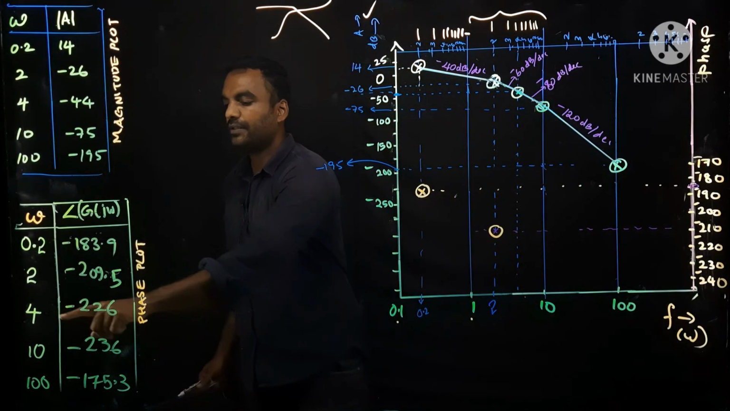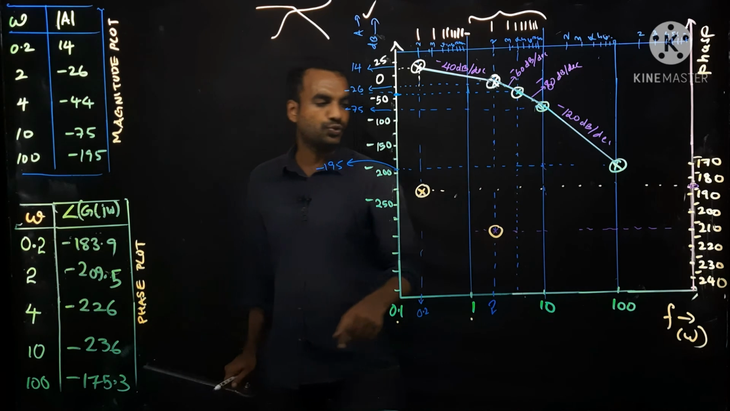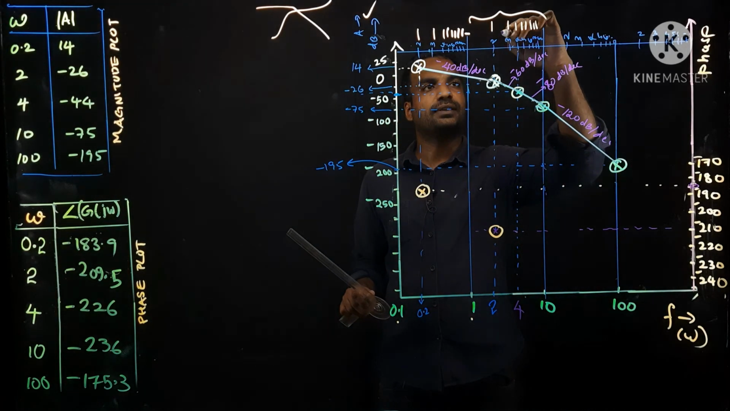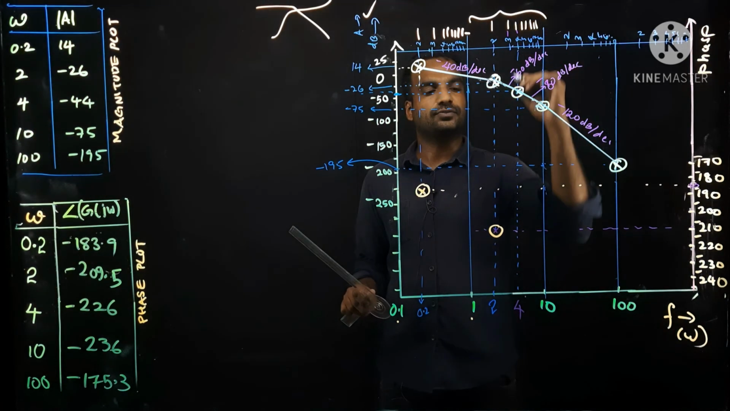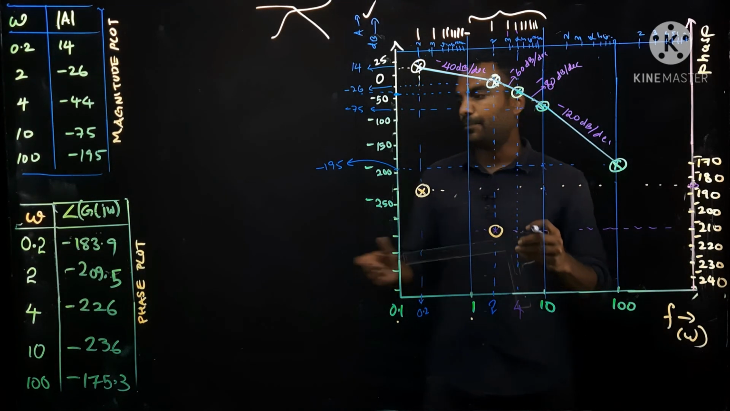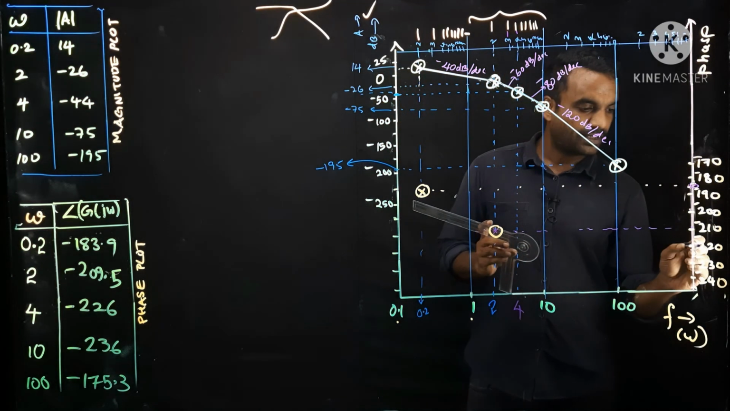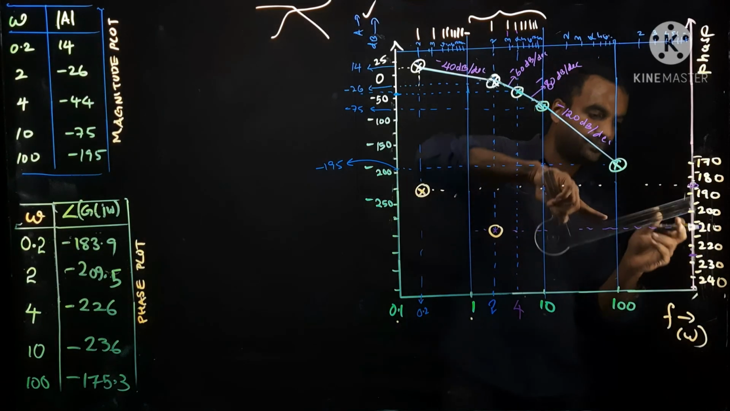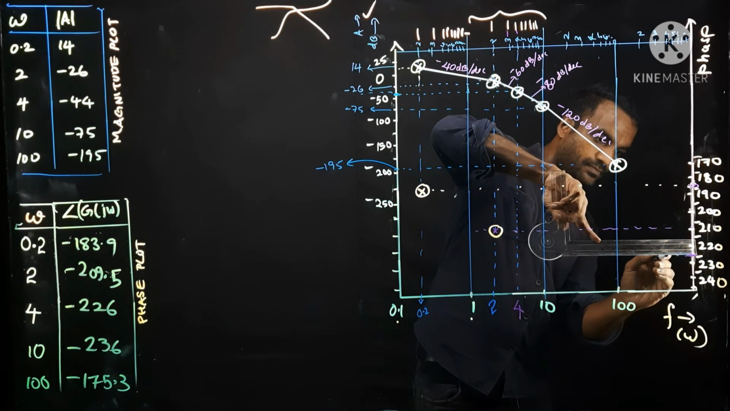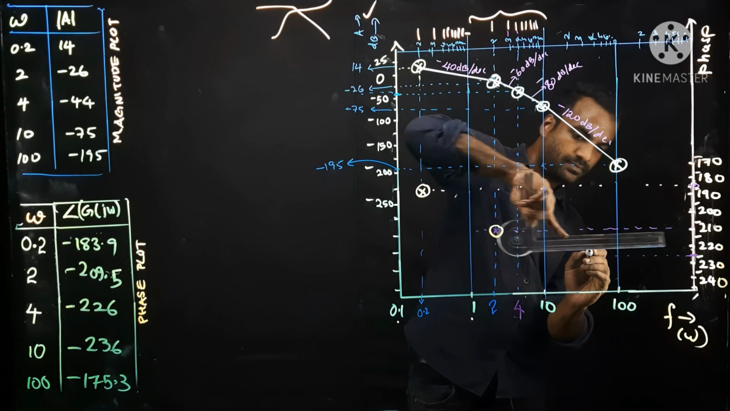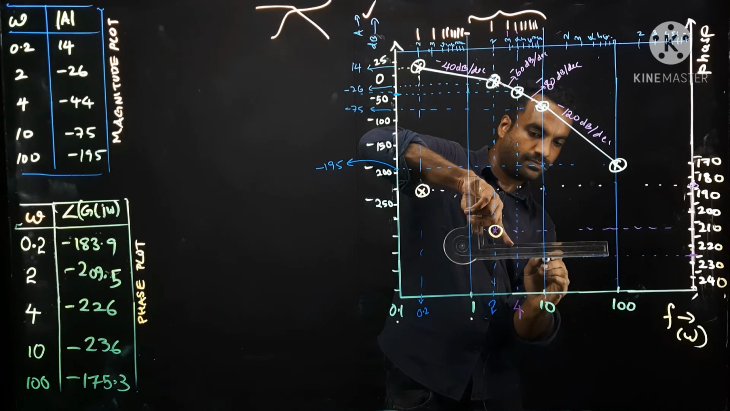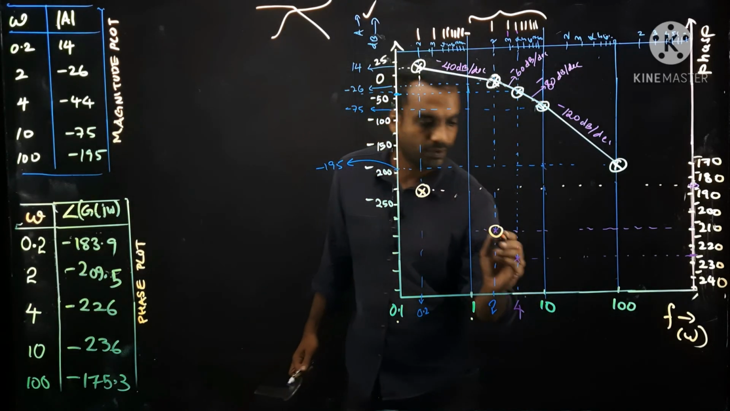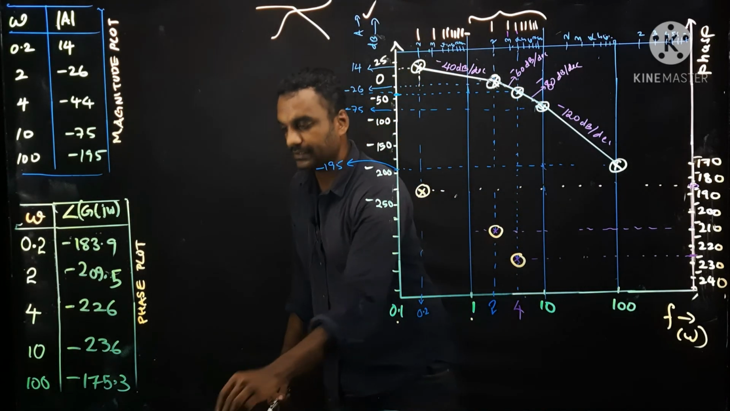And for frequency 4, it is minus 226. This is the point of 4. That is, 2 is here, 3 is here, this is 4. So for that point it is minus 226. Minus 226 will come here somewhere. This is minus 226.